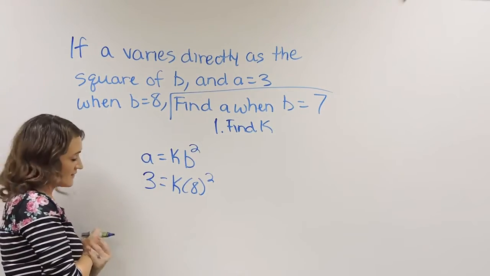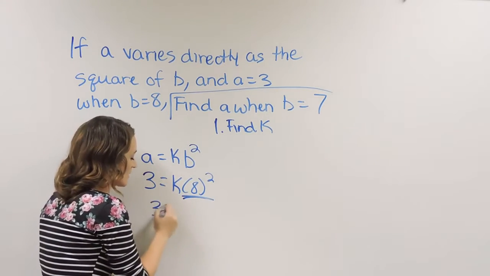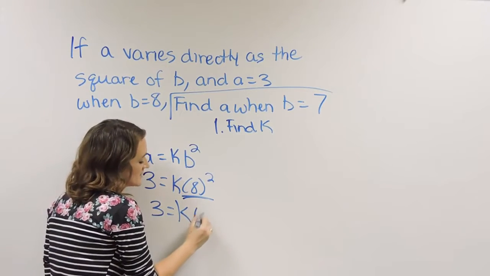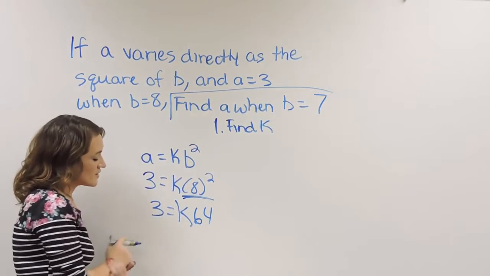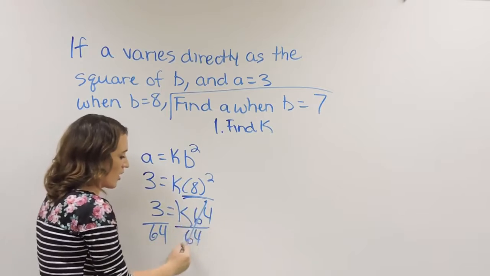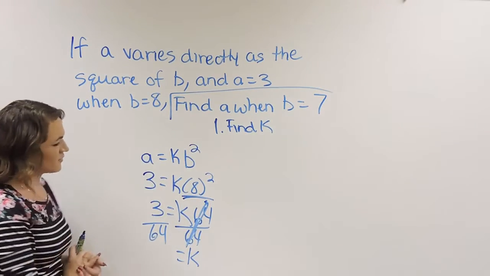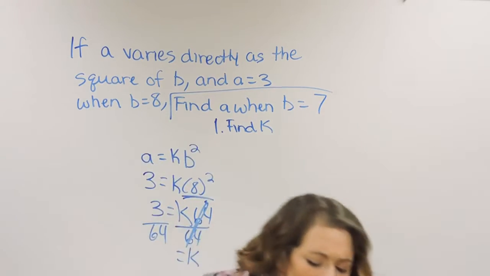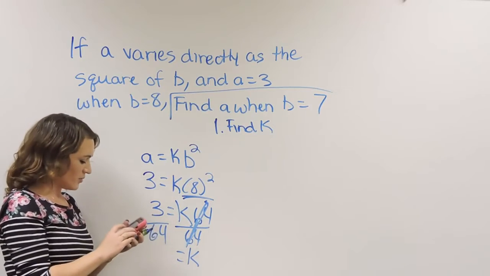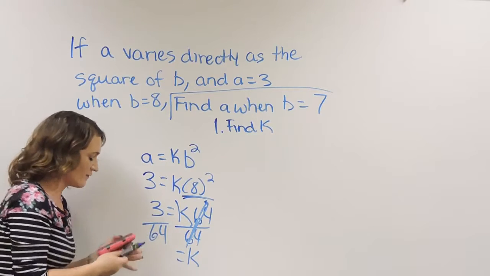Let's calculate this. The first thing we need to take care of is our exponent. There we have 8 squared, so 8 times 8 is 64. To solve for k, all we have to do is divide by 64 on both sides. So k is equal to a pretty small decimal. To help me with this calculation, I'm going to pull out my calculator and do 3 divided by 64.